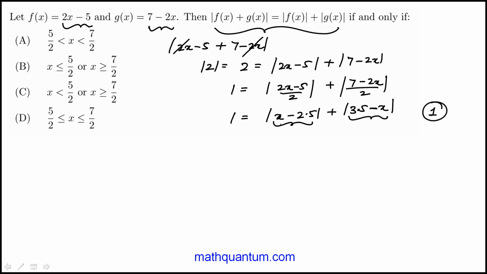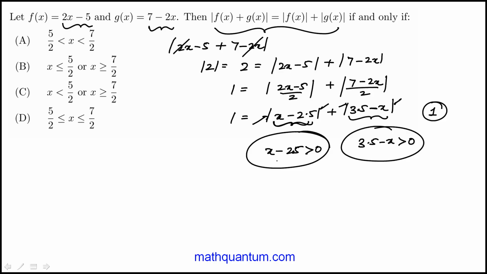That means that if both of these are positive, x minus 2.5, meaning the quantity inside, and 3.5 minus x, if they're both positive at the same time, then we just simply remove the absolute value and we'll see that it does indeed satisfy this equation. So that's the condition we need, and this means x needs to be greater than 2.5.